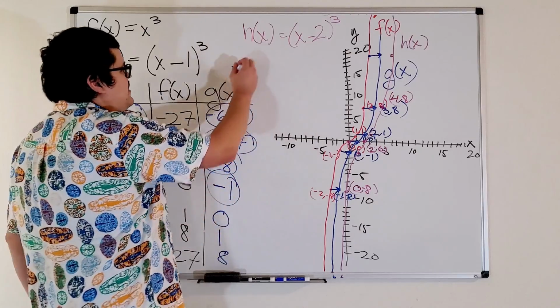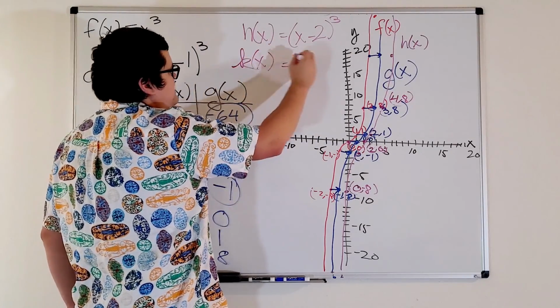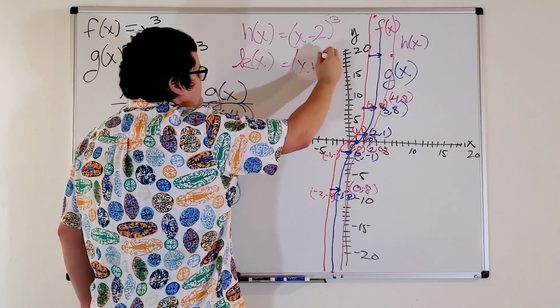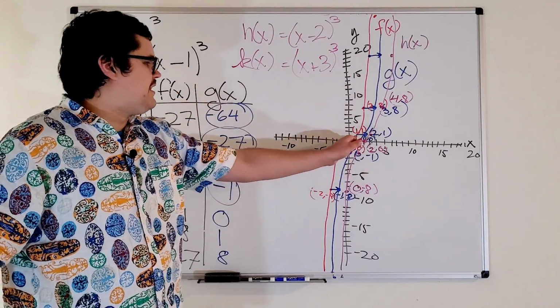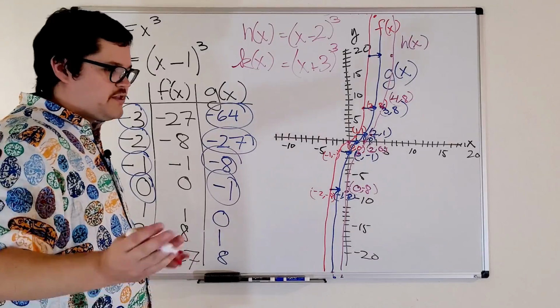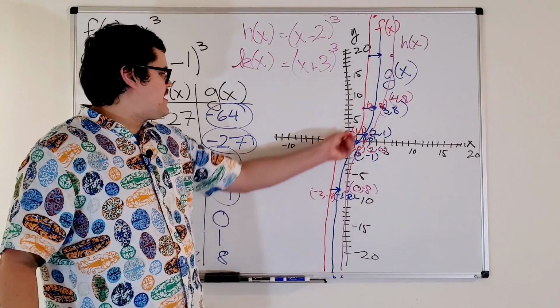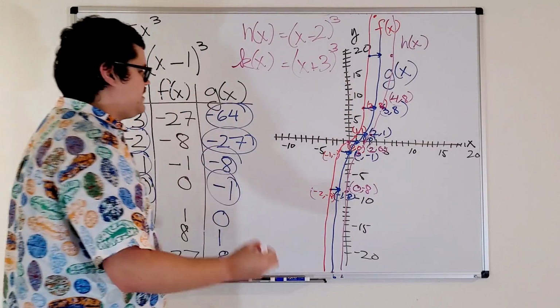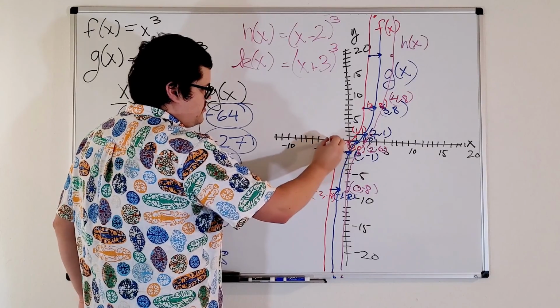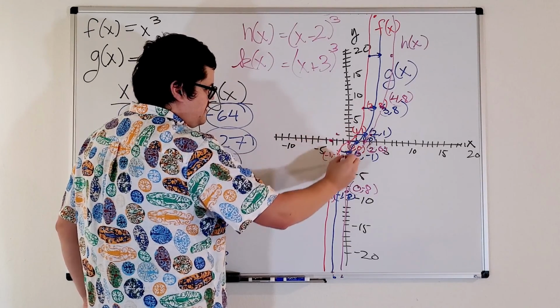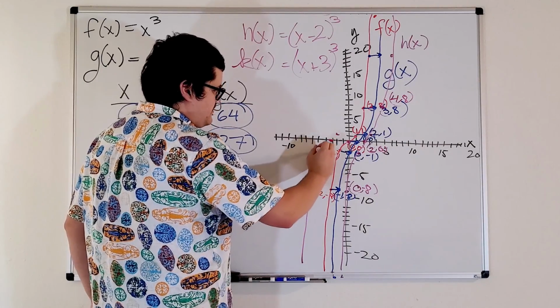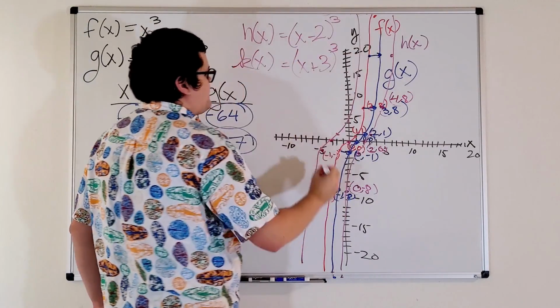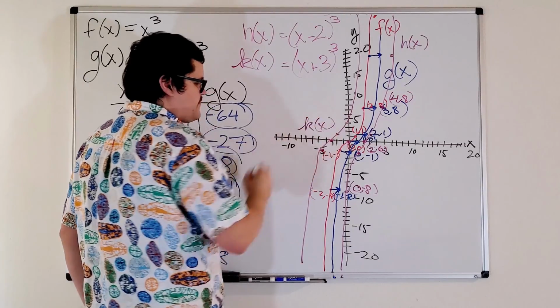And finally, I had k of x is (x plus 3) cubed. Well, plus sign means you move it left by 3. So you take the original function, this red guy here, move the whole thing left by 3. 1, 2, 3, move this 1, 2, 3. Then 1, 2, 3. Okay, you get something like that. That'll be k of x.